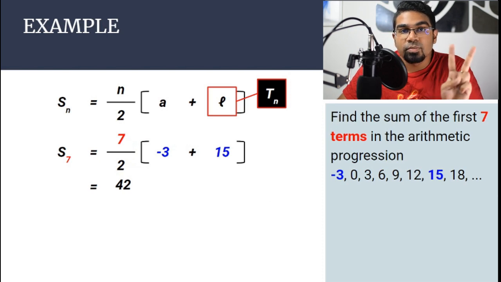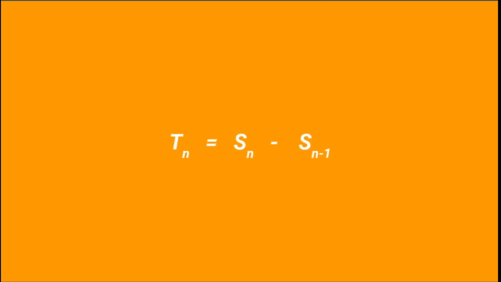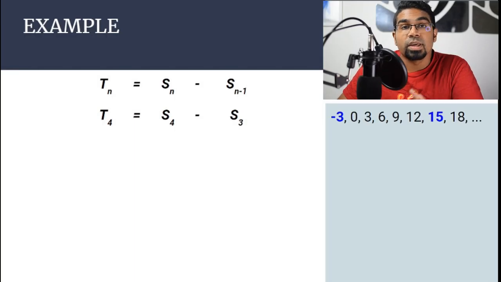There are 2 ways that we can calculate the sum of n terms in an AP. There is also another way that we can use to find the nth term, and that is by getting the sum of n terms and subtracting the sum of n minus 1 terms from it. For example, if we were looking for the 4th term, T4, then we would need to get the sum of the first 4 terms minus the sum of the first 3 terms.